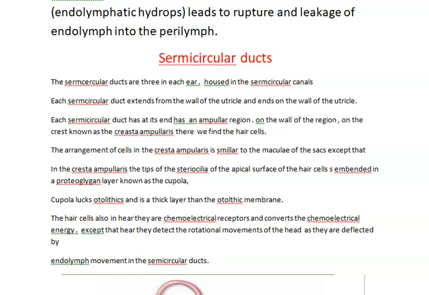Family, we can talk. What causes the ringing in the ear? What did you say? Ringing. Yes, what causes ringing?